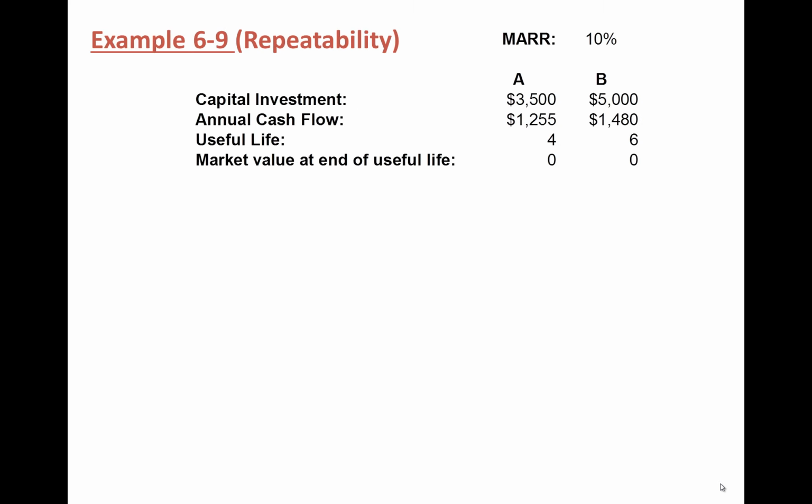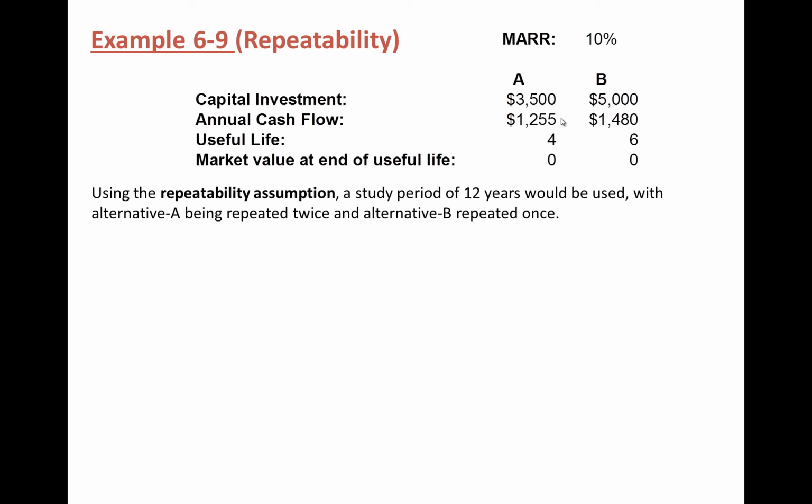So just to begin with, here's an illustration of the repeatability assumption. It shows that if we had 2 different pieces of equipment, one that lasted for 4 years, one that lasted for 6 years, and each of them has a different initial cost, and each one of them is going to generate a different amount of revenue, then we can compare them by repeating the cash flow diagram over a course of 12 years. And so in this case, we're going to have 2 cycles of item B and 3 cycles of item A.